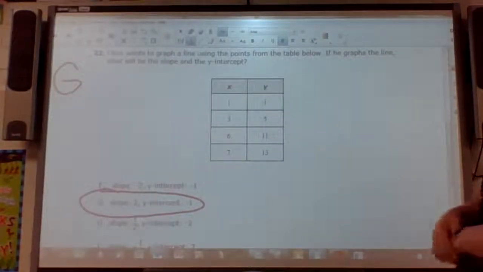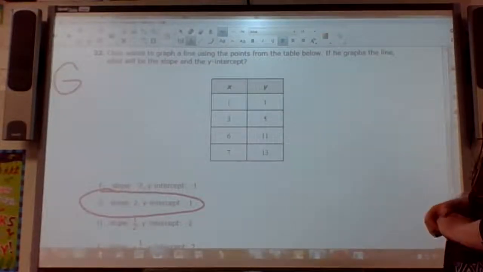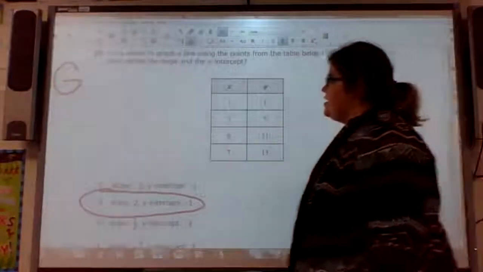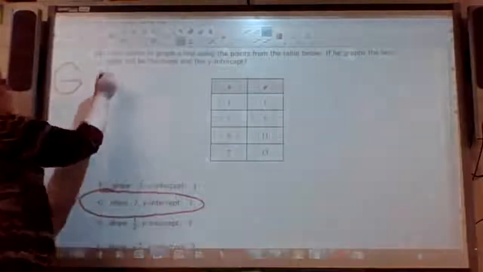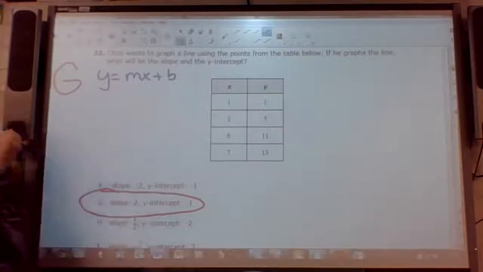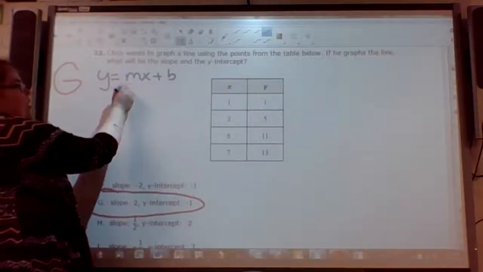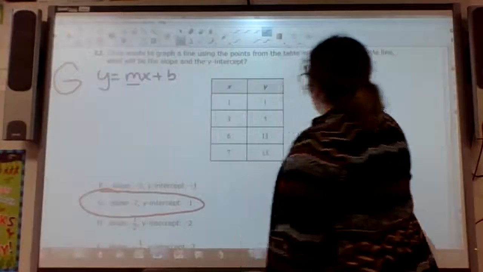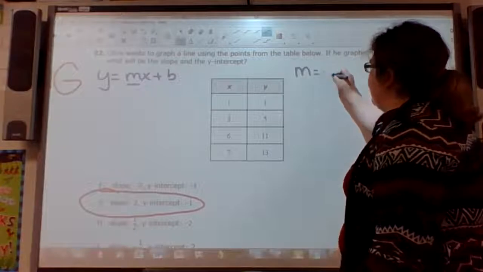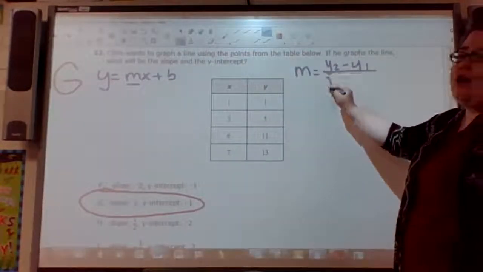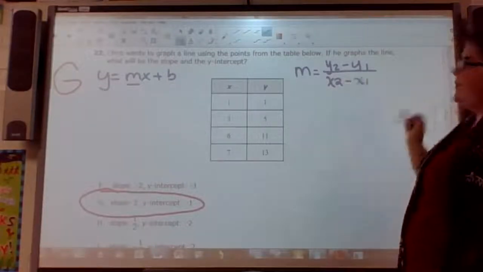Chris wants to graph a line using the points from the table below. If he graphs the line, what will the slope and y-intercept be? So slope and y-intercept tells me I need to have my equation, y equals mx plus b. And to do this, I need to first find my slope. So to find my slope, I go to my star chart. And my star chart says the formula for slope equals y2 minus y1 over x2 minus x1.